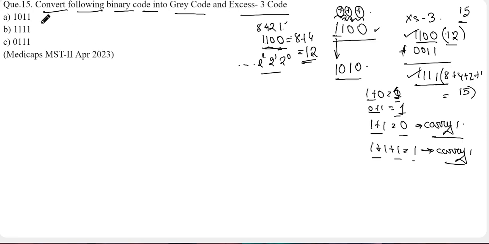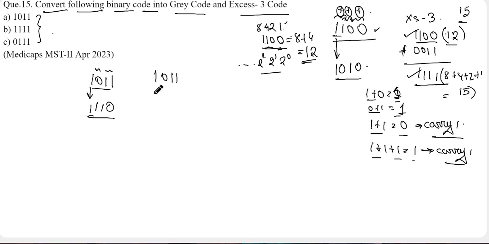So let us start with our 3 examples which are given to us. For 1011, at first we write the most significant bit, 1, then we XOR the adjacent bits. So 1 XOR 0 will be equal to 1, 0 XOR 1 will be equal to 1, and 1 XOR 1 will be equal to 0. So this is our Gray code for this binary number.